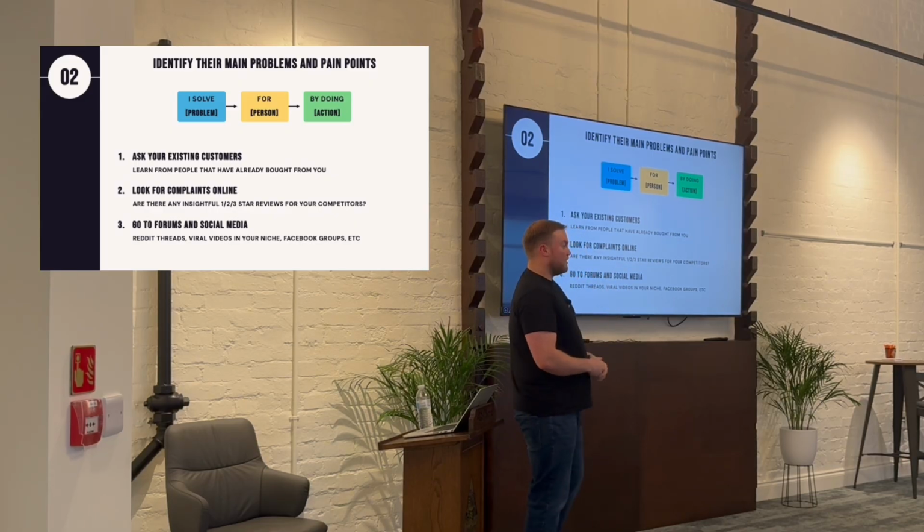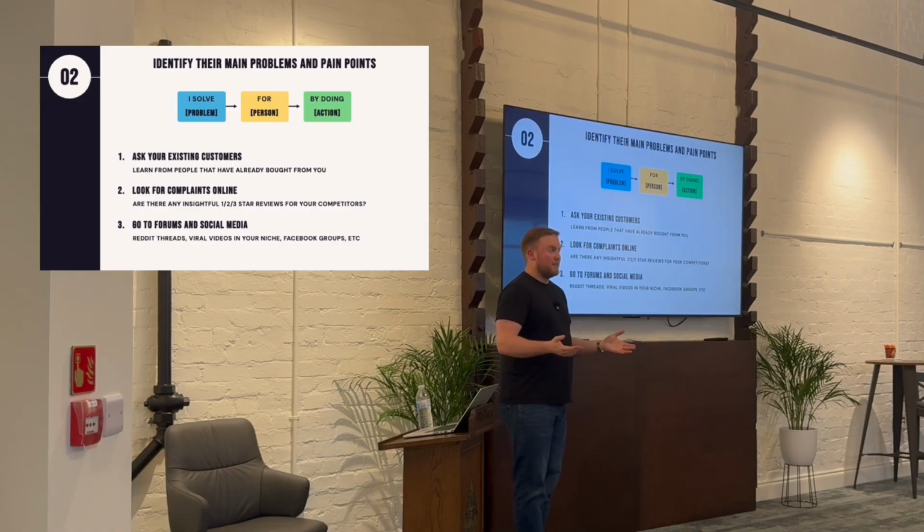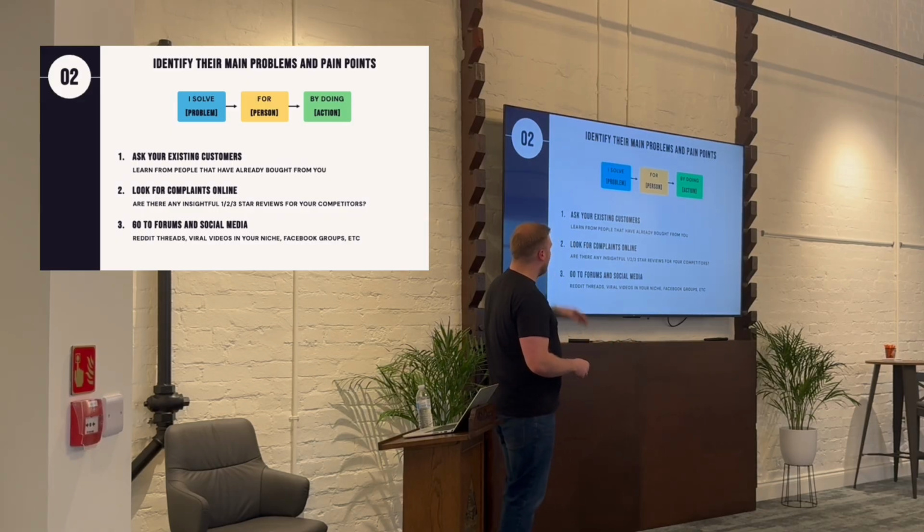So the way to do this would be, if you're not as slick at doing that, ask your existing customers. So if you have existing customers, when's the last time you spoke to them? Next, look for complaints online. So are there any insightful 1 or 2, maybe 3-star reviews from your competitors? Again, if you're not necessarily looking at your own customers, but you have a bigger company in your industry, look at their 1-star reviews. What are people complaining about? You can learn a lot from what they're complaining about elsewhere.